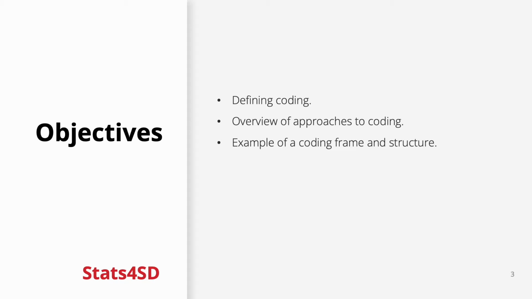In this session, we will cover three main points. We will define what coding of qualitative data is. Then we will look at different approaches to coding qualitative data. And then we will look at a brief example of how to develop a coding frame and structure for data analysis.